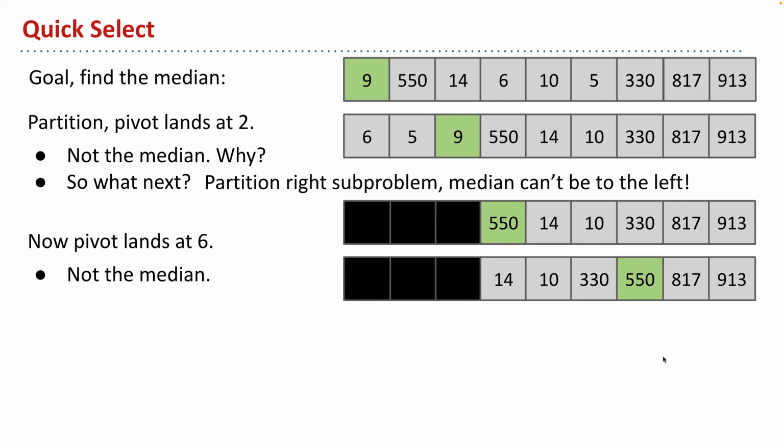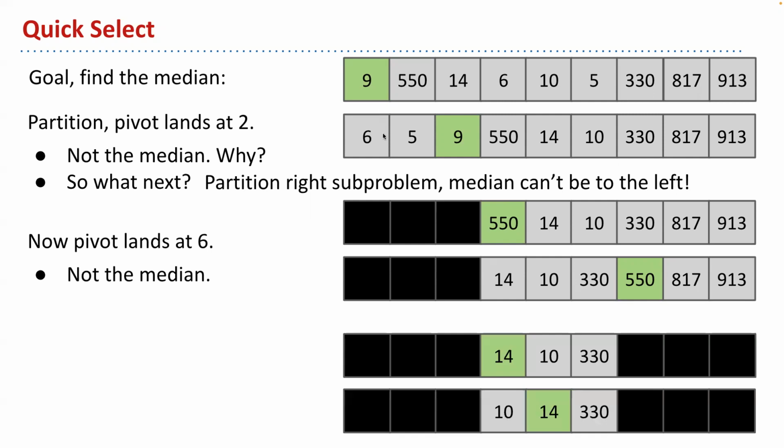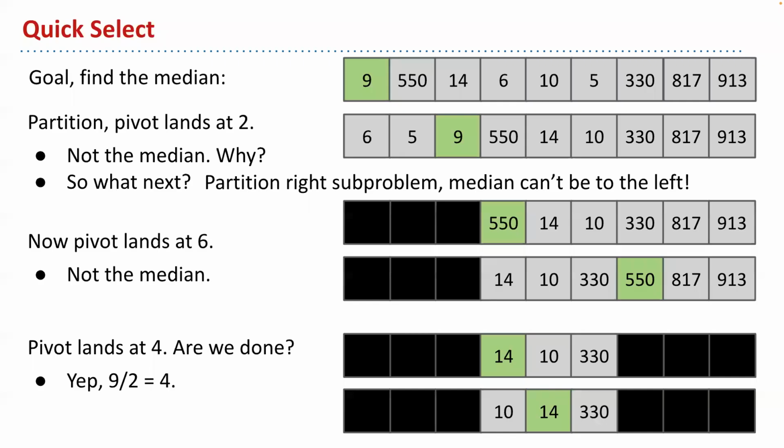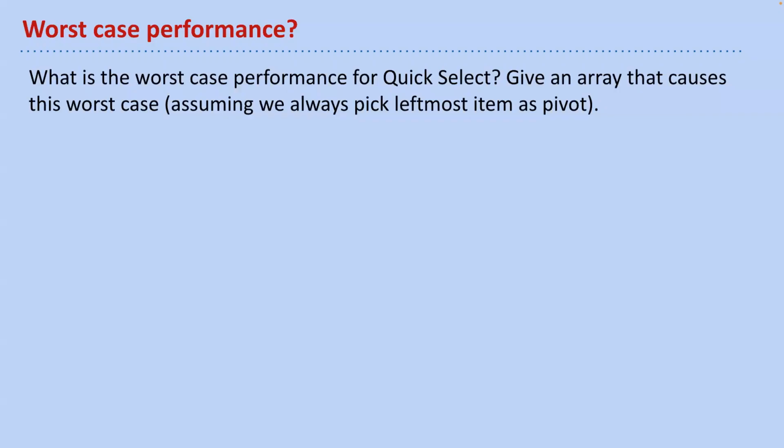So it's like quicksort, but we're throwing away the other subproblem, right? Notice we never actually looked at the 6 and the 5 again because we know they're not the median. Okay, good. Okay, repeat that process. We end up getting 14 as the median, and we know that's good because 9 over 2 is 4. Okay, that's the best known median selection algorithm. So you partition the array on an arbitrary item. If it lands in the middle, you're done. If not, you only look at half of the array.